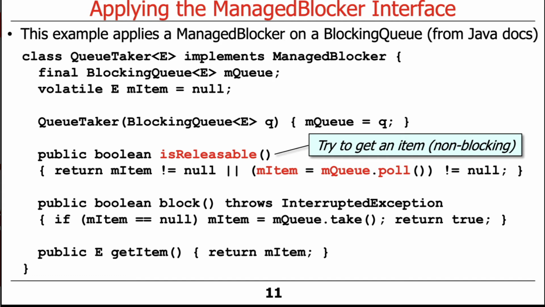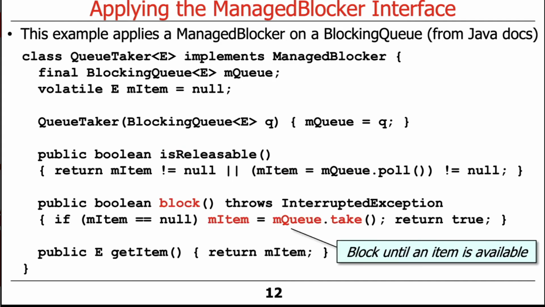Then we've got an isReleasable method, which tries to do a poll call. Poll will return the element in the queue if there is one without blocking. But of course, if the queue is empty, then we will not get anything back. So we'll just get a null back. So isReleasable would return false in that case. If isReleasable returns false, then the block method will be called, and what block does is it calls the take method on the blocking queue.